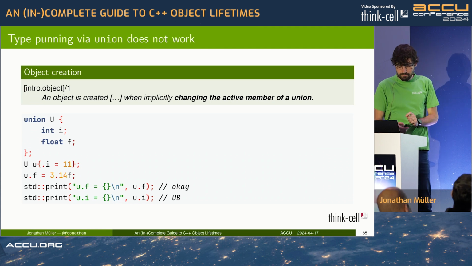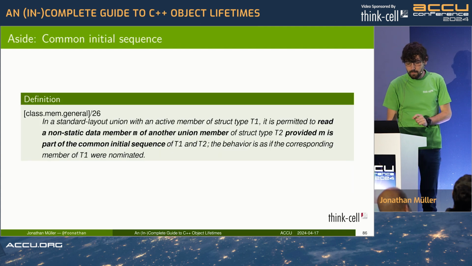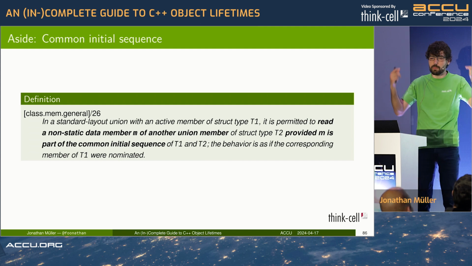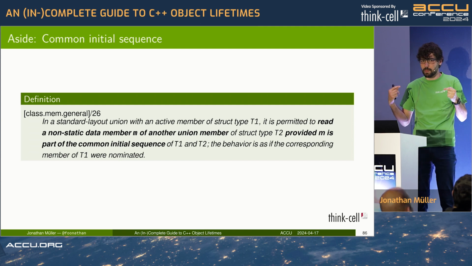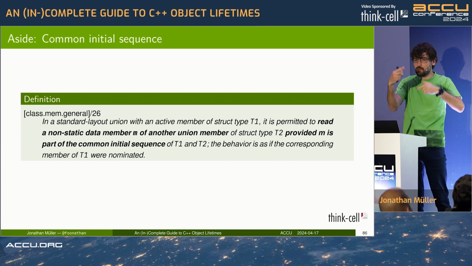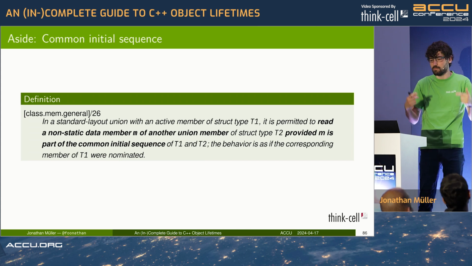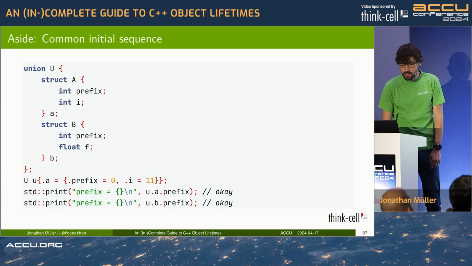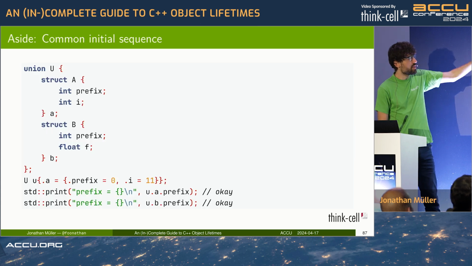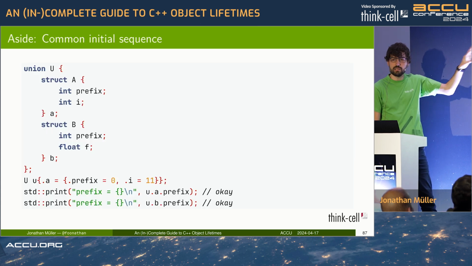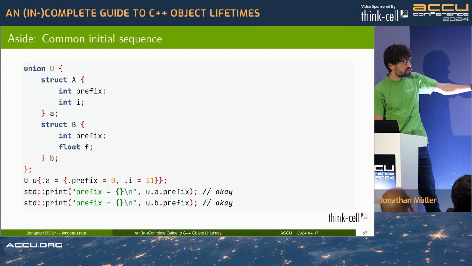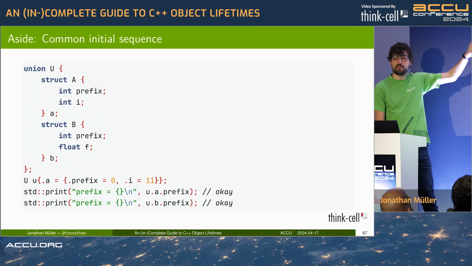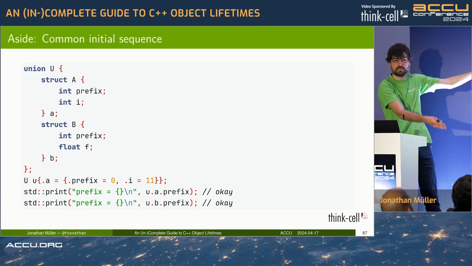There's one exception. So when we've got two standard layout structs in a union, and they both start with the same list of members, we can access those members that are common in both variants from either member. It doesn't matter what the active one is. So here we've got a union with A and B. Both A and B start with an int. This is the common initial sequence. And then it doesn't matter whether we write u.a.prefix or u.b.prefix, because both have prefix, right? We can just access it however we want.